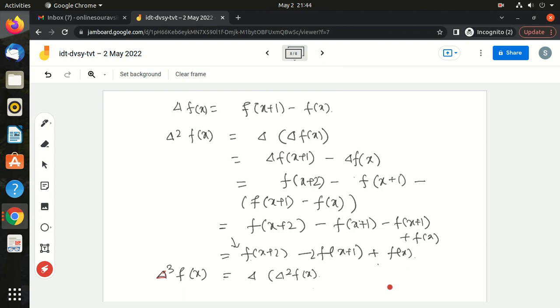Yes, sir. Okay, so let me calculate delta 2. This is actually delta of f of x plus 2 minus 2 delta of f of x plus 1 minus... oh, what am I doing, sorry.